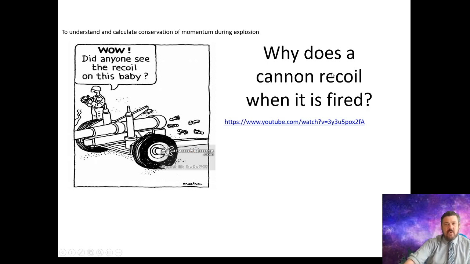So why does a cannon recoil when it's fired? Well, we've got a little video clip you can watch here. You're going to click on it, have a look at it. I apologise to the guy, he's very dry in his delivery. However, it is packed full of information and it goes through the maths with you again.